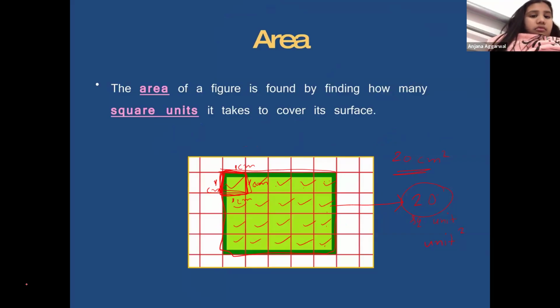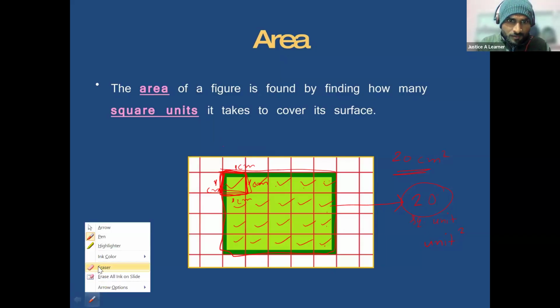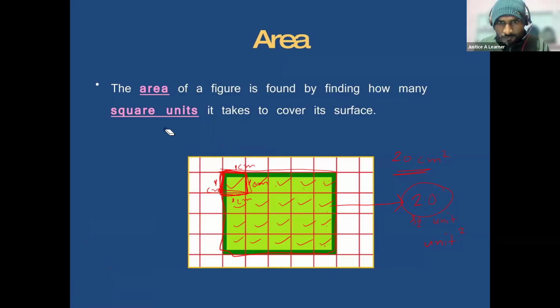Wait a moment. Just give me a moment. Yeah. So let's erase this part and then we'll be working together here. Um, Wait, let me just erase it first.